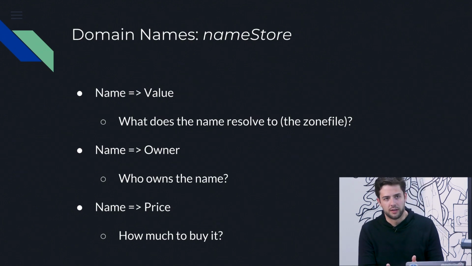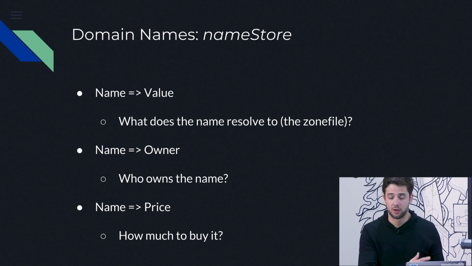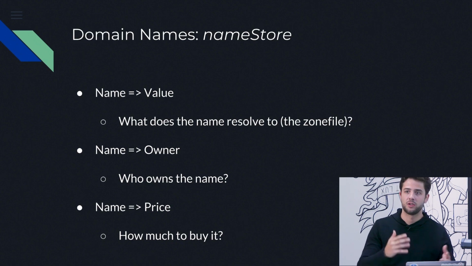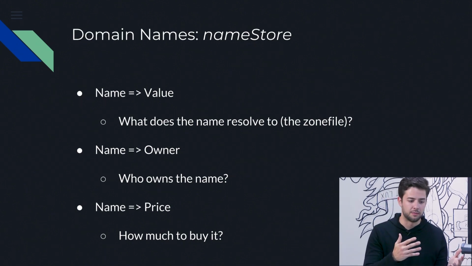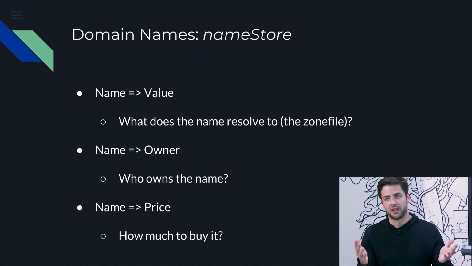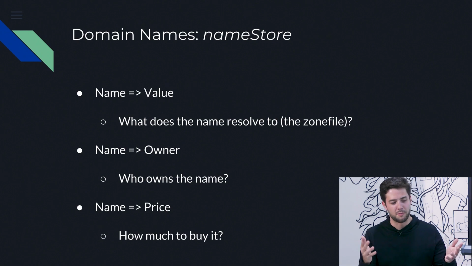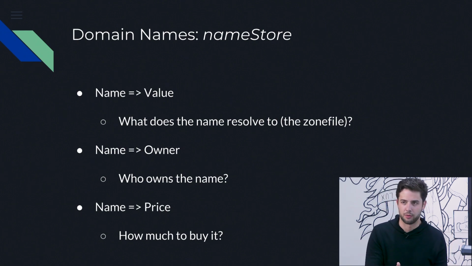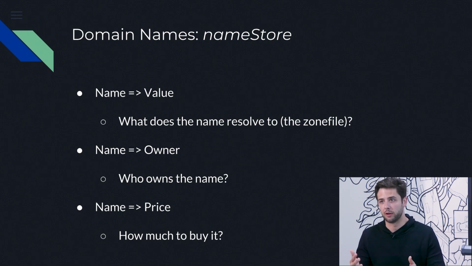So what will we be storing in this store that we've created? For this name service, we've got three mappings here. One from name to value: what does the name resolve to, i.e., its zone file? Just like an A record, it would come out to some IP address. I think that's the example that we show, it resolving to an IP address, but it could be a fully RFC-compliant zone file pretty easily.